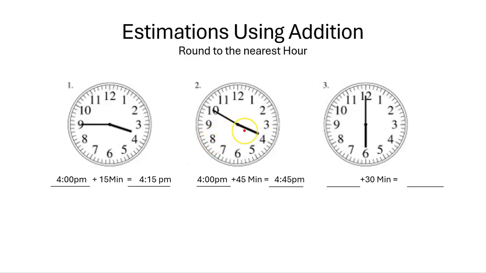The same goes for this next one. We're at 4 o'clock with the new estimation of that time. Adding 45 minutes puts us at 4:45. Now with this next one, we're at 6 o'clock. We do not need to round to the nearest hour because we're already at the nearest hour. So that would put us at 6 o'clock. We add 30 minutes, 15, 30. We are now at 6:30.